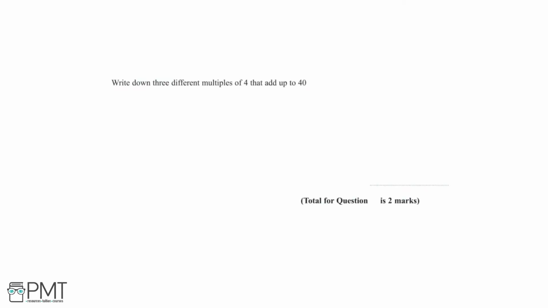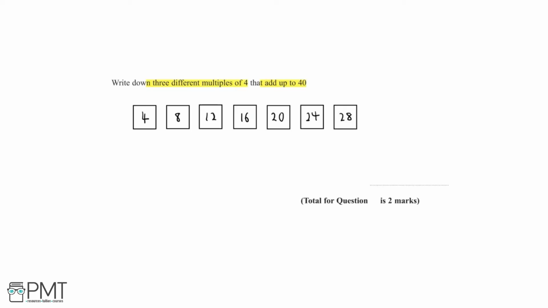In this question, we're told to write down 3 different multiples of 4 that add up to 40. So let's start by listing a few multiples of 4. Now that we've written down some multiples of 4, we need to find a combination of 3 of these numbers which add up to 40. And you can see that there are quite a few possibilities that you might have. And so as long as your final answer is 3 different multiples of 4 that add up to 40, you'll be able to get the full 2 marks.